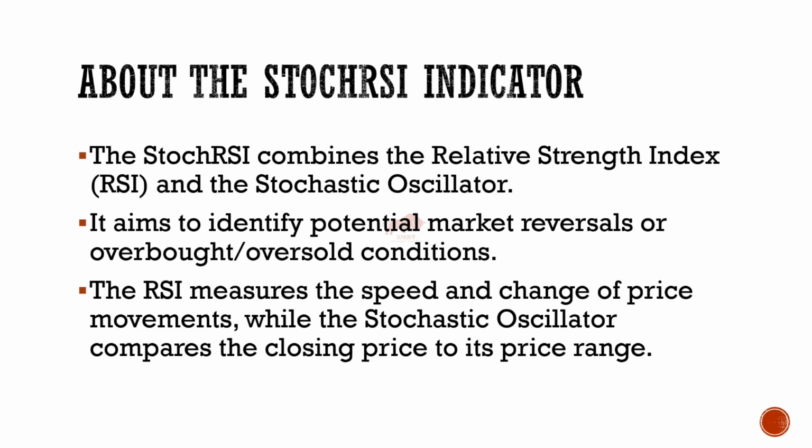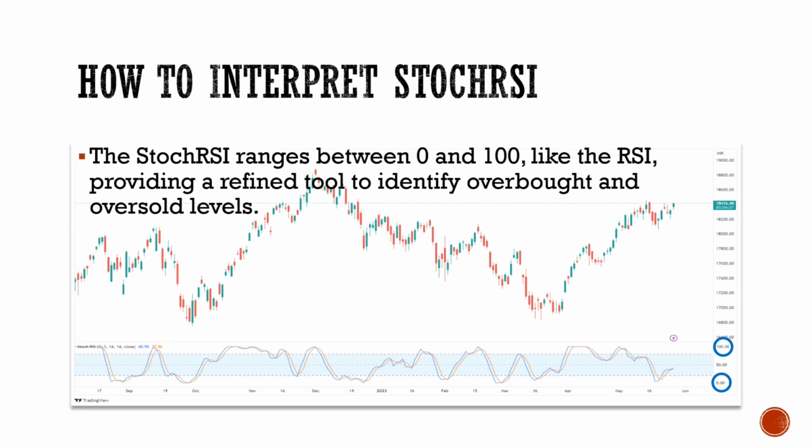Stochastic RSI combines the strength of these two indicators by applying the stochastic oscillator formula to the RSI values. The stochastic RSI provides traders with a more refined and responsive tool to identify overbought and oversold regions within the RSI. The result is a new oscillator that ranges between 0 and 100, just like the RSI.